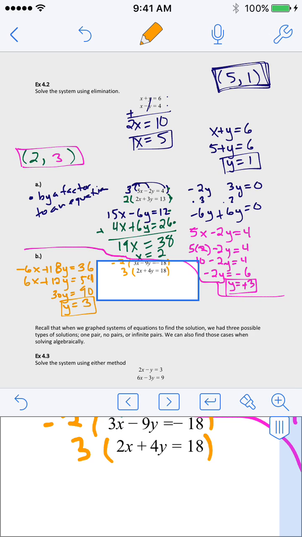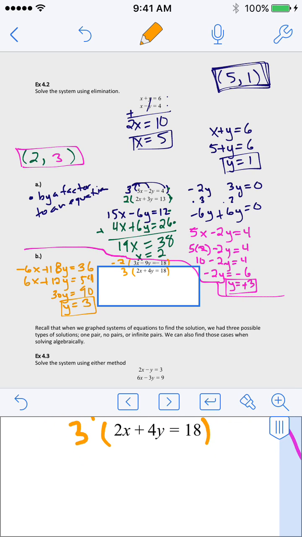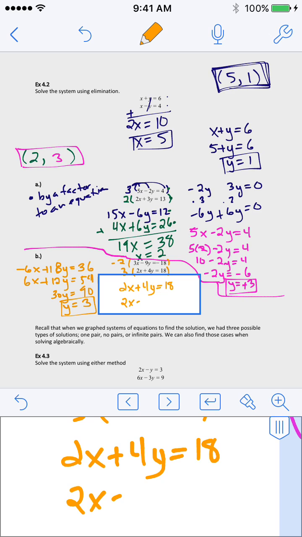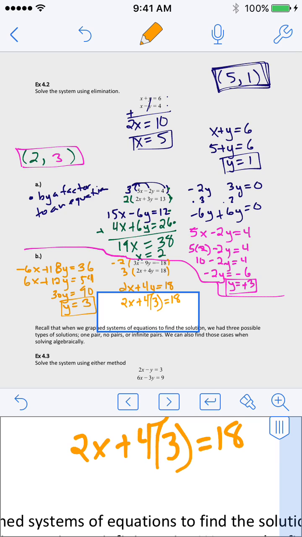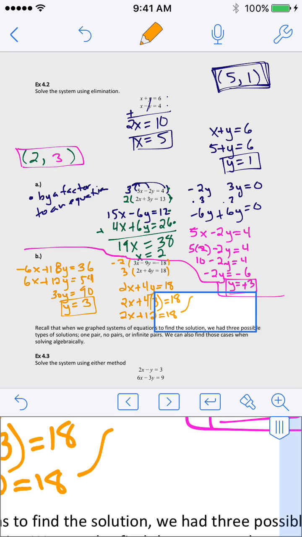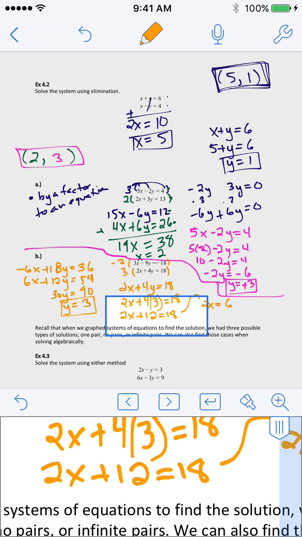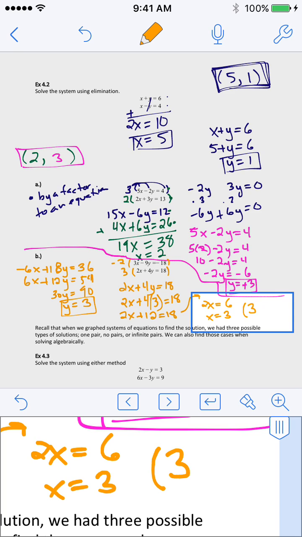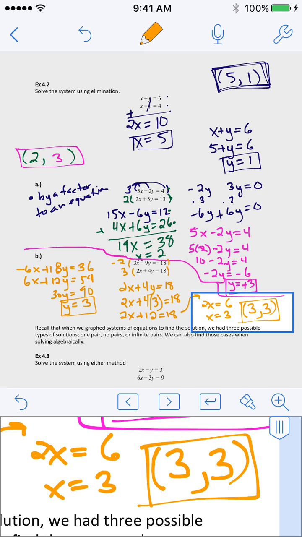Now I'll take that y equals 3, I'll substitute it back. I think I'll substitute in the second one: 2x plus 4y equals 18. And I know that y is now equal to 3, so 2x plus 4 times 3 is equal to 18. 2x plus 12 is equal to 18. I'm losing room, so I'm going to go over here. 2x is equal to 6 because I subtract that 12 to the other side, or x is equal to 3. And so my final coordinate pair is x is 3, y is 3, 3, 3. Awesome.